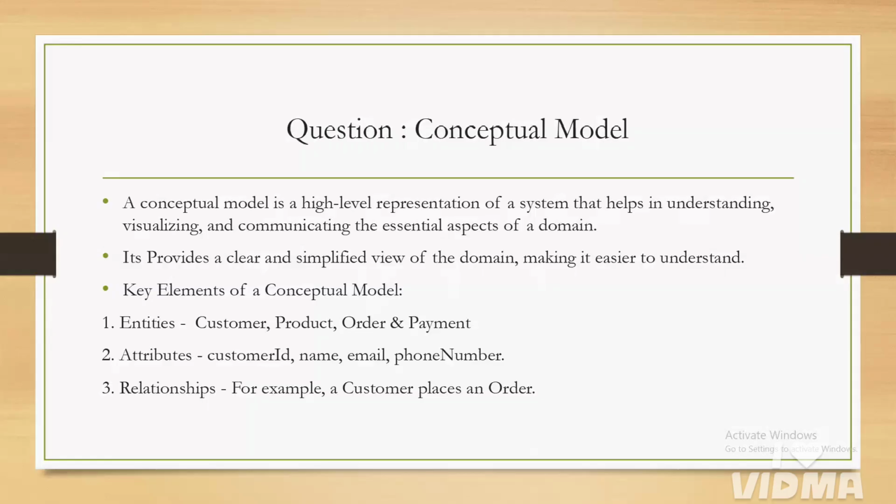These entities are, for customer, the customer ID, name, email, phone number. For product we have product ID, name and product company, whatever it is. Order and payment will have order ID, transaction ID and all those things. So when the customer places an order, it shows the relation, how both the things are connected.